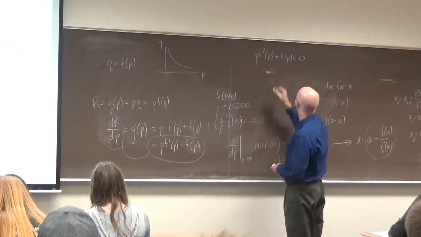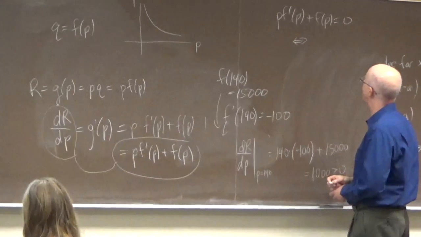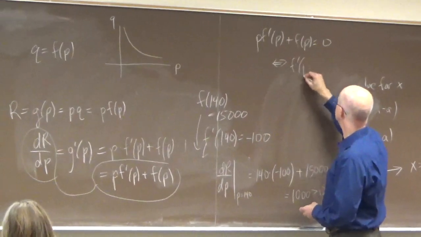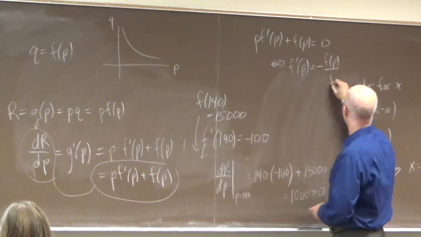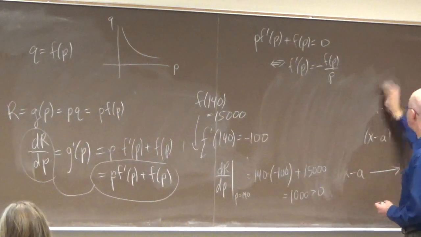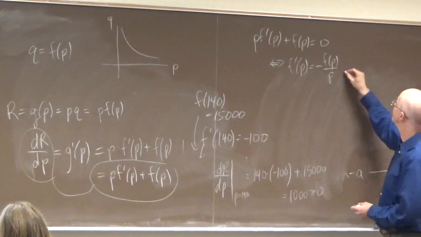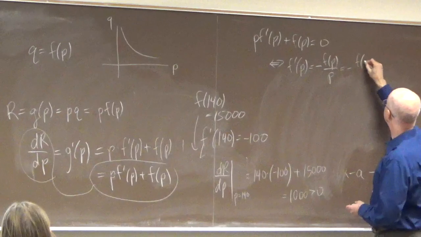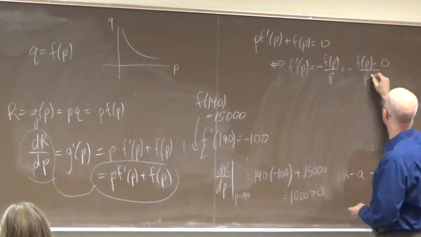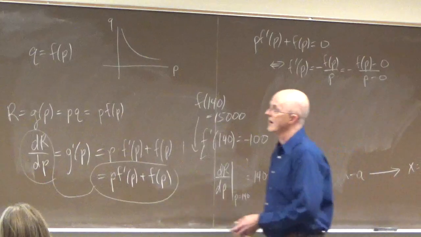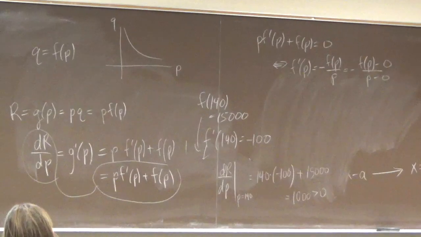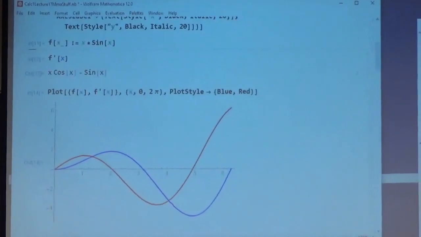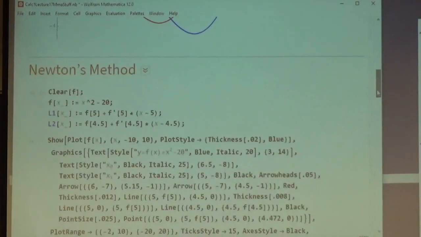That's equivalent if I subtract f of p from both sides and then divide both sides by p, to f prime of p being the opposite of f of p over p. This has an interesting geometric interpretation that's going to be emphasized if I write this. I'm going to show you an example in Mathematica with a formula with a graph that illustrates why that condition on f and f prime is equivalent to dR/dp being 0.